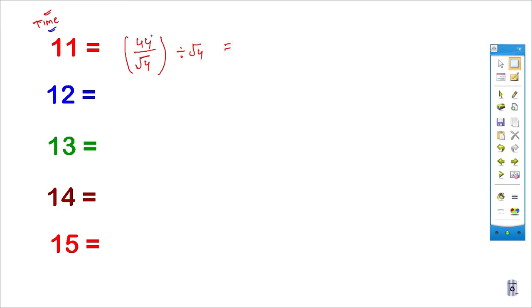Sir, how is that the answer? We all know that the square root of 4 is 2. So 44 divided by 2 is 22, and 22 divided by 2 is 11. So this is the unique one. That's why the maximum students take more time.